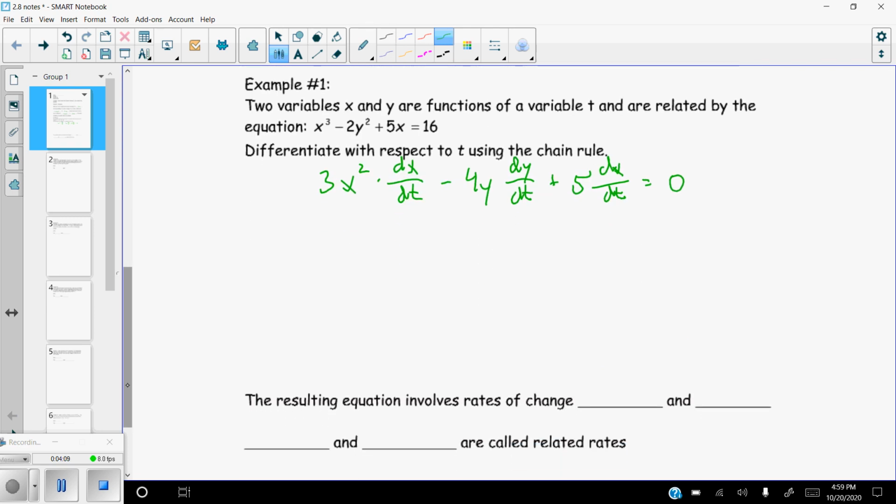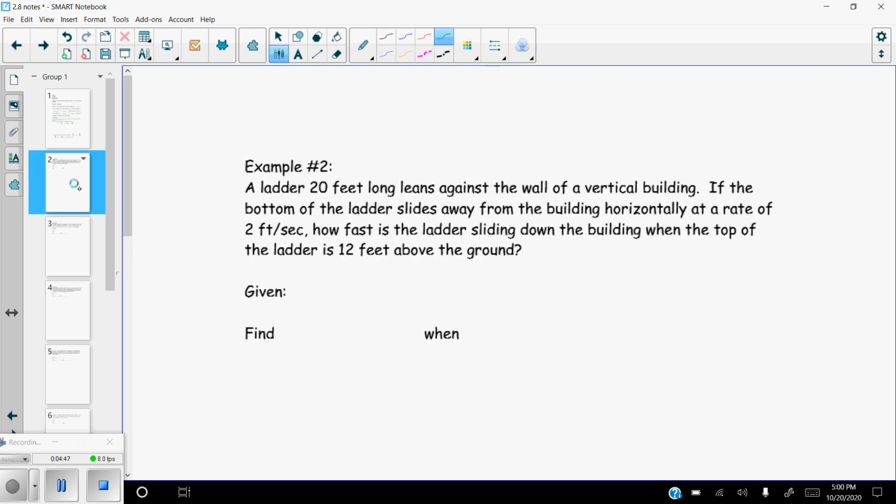So the resulting equation involves rates of change, dx over dt and dy over dt, which are called related rates because they are rates of change related to each other within the same equation. Okay, let's go ahead and look at some actual word problem examples. We'll start off with one that is relatively basic, but I think it'll walk us through how and what we should be looking for.